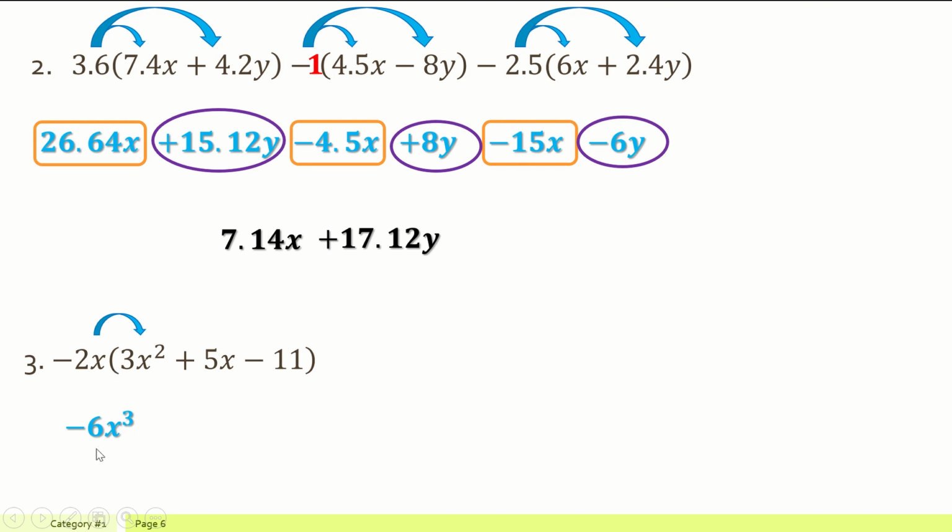Negative 2 times 3 is where they get the negative 6. Negative 2 times 5 is negative 10. X times x is x squared. And then the last distributing step, negative 2 times negative 11 is positive 22, but we cannot forget the x attached. Cannot simplify this any further. X to the third, x squared, and an x term. Those are not the same base and exponent, not like terms. That is your simplified answer.